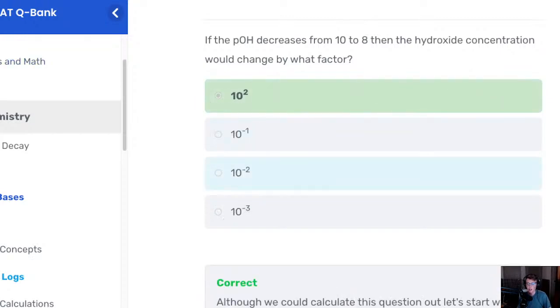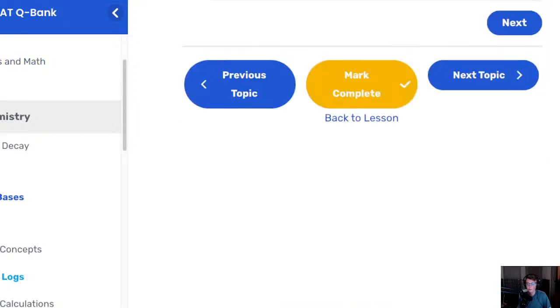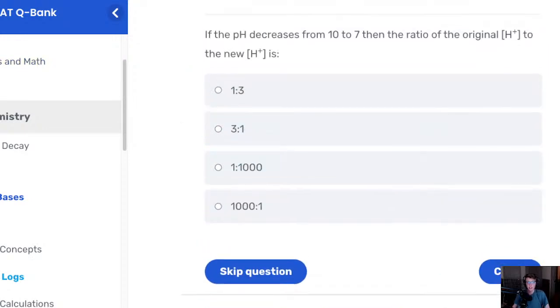All right, let's go ahead and look at a couple more. So now we have this one. This says, if the pH decreases from 10 to 7, then the ratio of the original H plus to the new H plus is, so this is asking us a ratio, and it's going to look at the ratio of the H plus given some sort of pH change here.